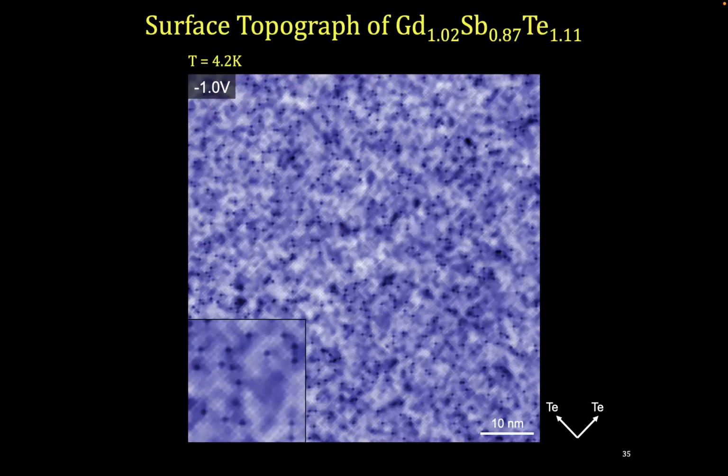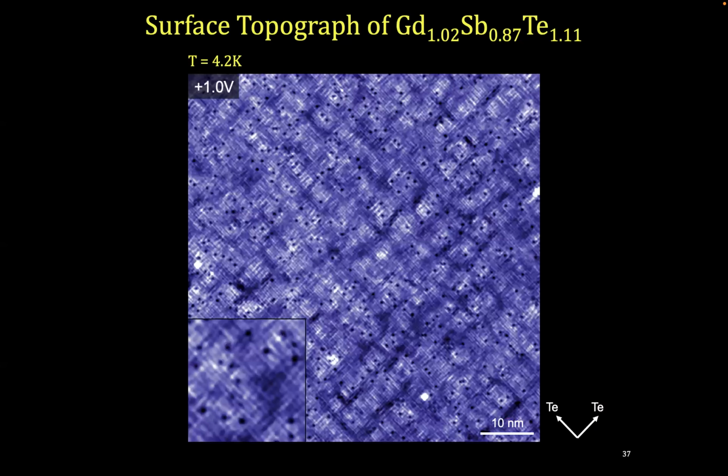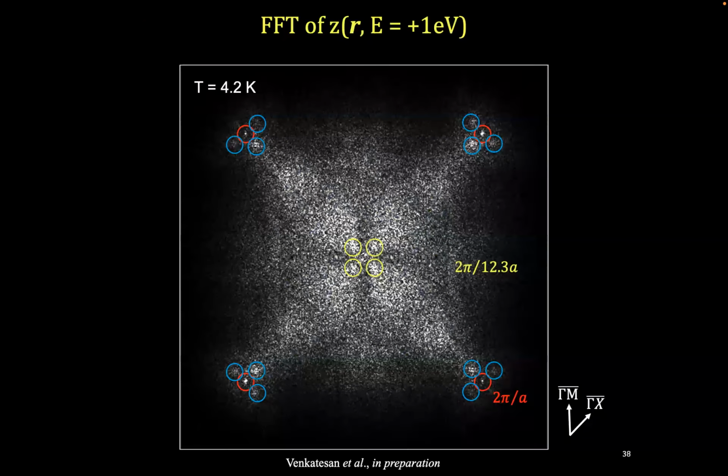So if we look at this particular topograph and perform the Fourier transform, there's no such peak in this image, it's not in the surface. So that already tells you that this is related to the electronic state. If we change the bias to positive one volt, in the same field of view, you immediately see a messy surface coming out. So again, this is the electronic effect.